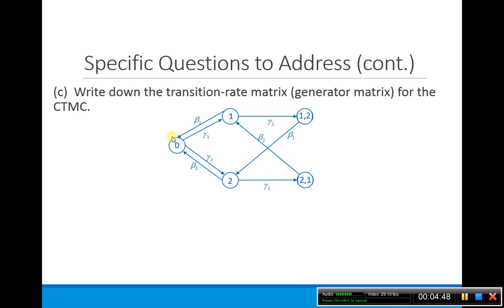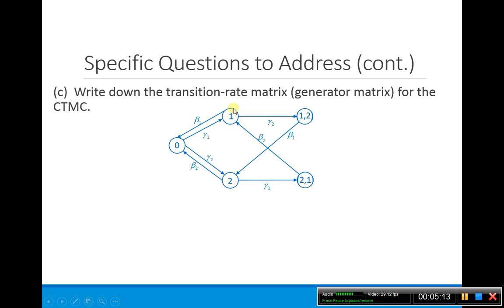Okay, so now can we write down the transition rate matrix, or the generator matrix, for this continuous time Markov chain? Remember how to get the transition rates. To get the off diagonals, it's really just our rates at which we move from one state to the other. So here, if we're at 0, we're going to move to 1 at a rate of gamma 1. We're going to move to 2 at a rate of gamma 2.